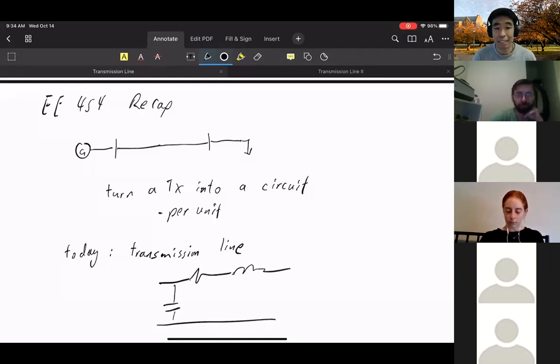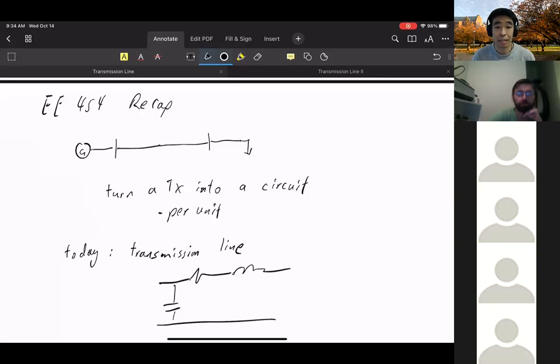We want to understand where the values are, how large this R is, how large the L is, how large the C is, and where those values come from. And in practice, what can we assume? Can we assume something is small? Do we have to model something else? This kind of question. So this is our goal.